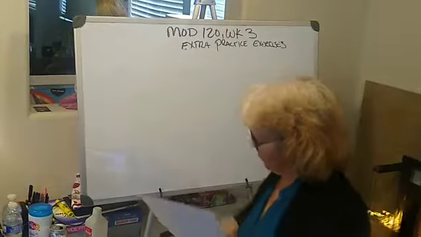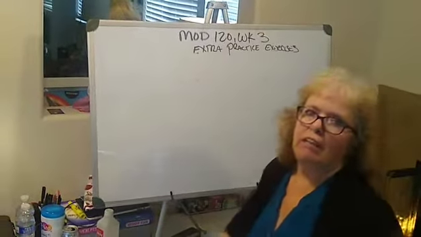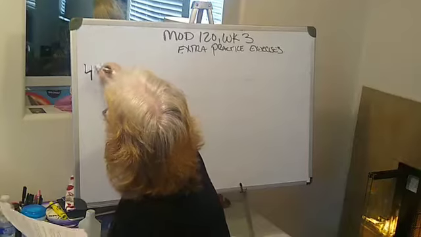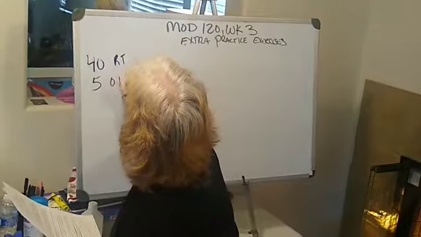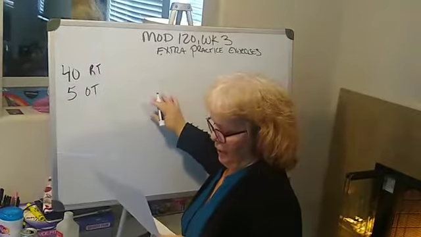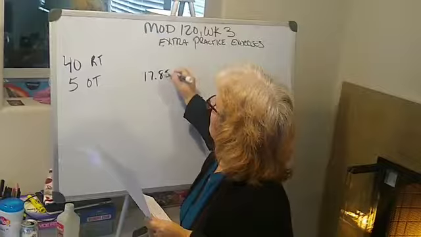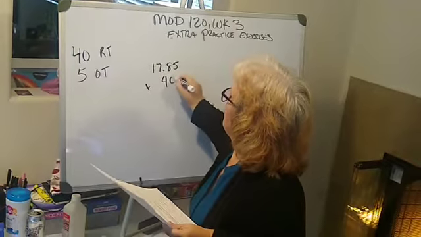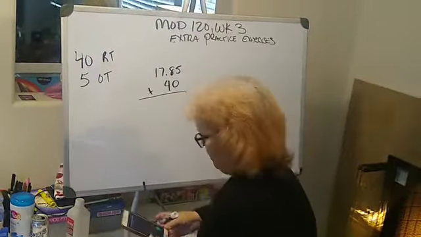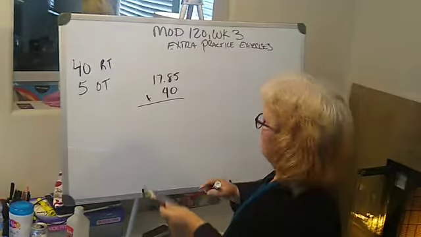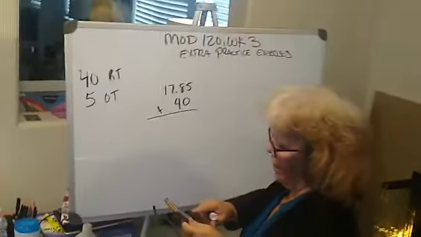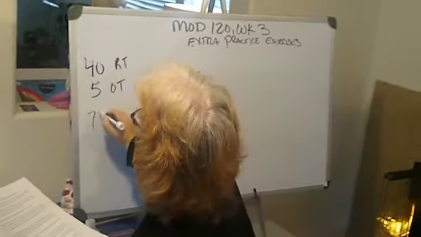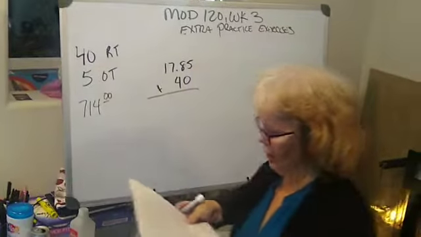Okay, so there's a few things we need to calculate here. First of all, we need to figure out how much is his 40 hours that he worked. So he worked 40 hours of regular time and 5 hours of overtime. For 40 hours, he gets paid $17.85, so we need to just multiply that times 40. Take the handy dandy calculator, 17.85 times 40 equals. So his regular pay is going to be $714. Okay? Put that to the side.